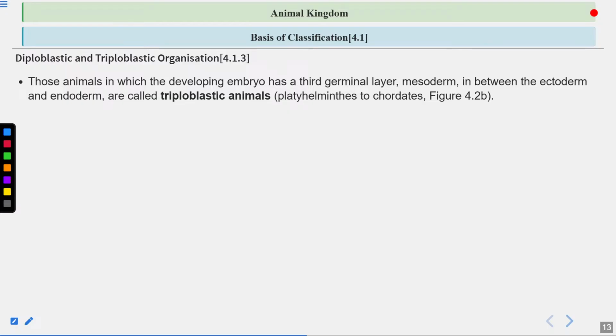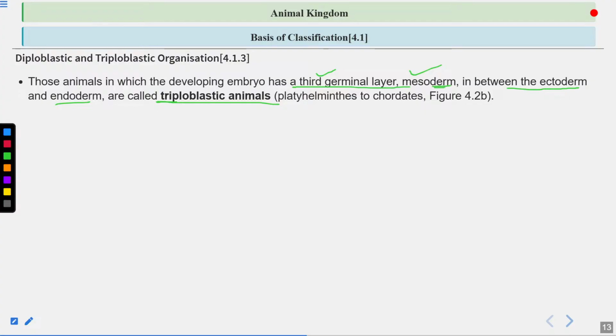Now, those animals in which the developing embryo has a third germinal layer. Here they have the third layer, the mesoderm, in between the ectoderm and endoderm. That is why it is called triploblastic. Triplo means triple, blastic means layers of cells, so three layers of cells are there. Now, they are quite advanced. The embryo arranges itself into three germ layers: the ectoderm, the outer one; the endoderm, the inner one; and in between, a middle layer called the mesoderm.